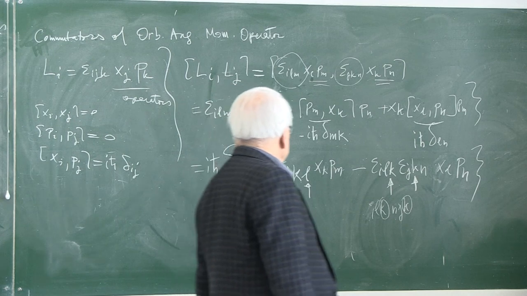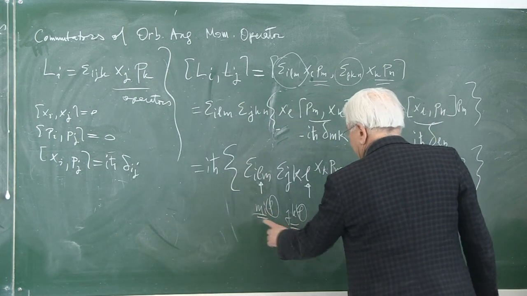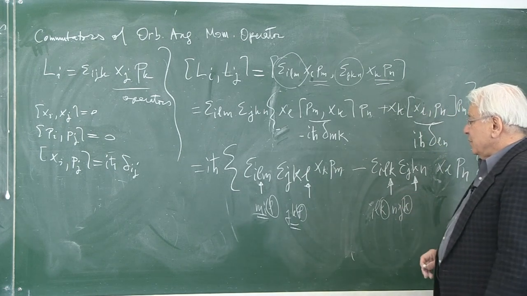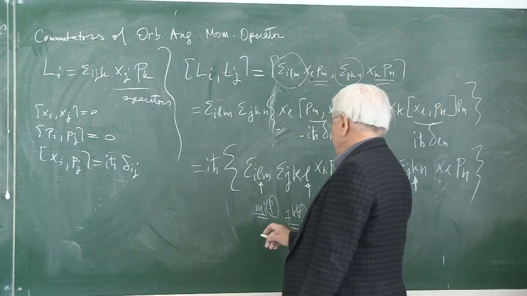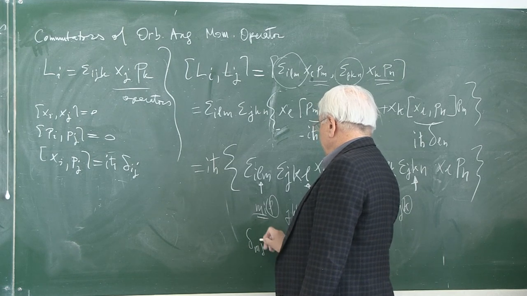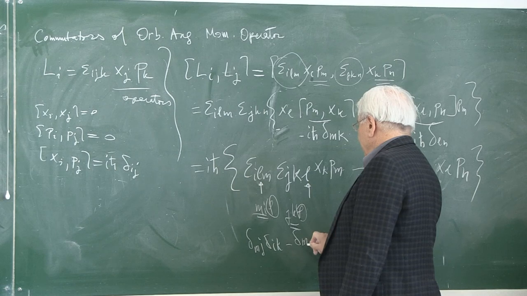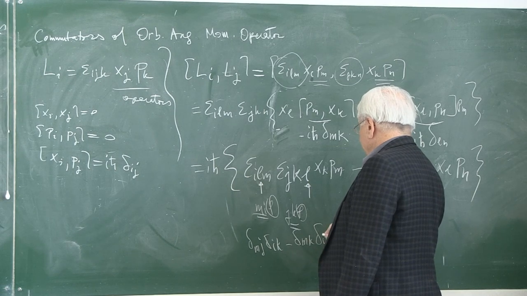What do we get from here? Delta M, delta J, delta I, delta K, and minus the cross: delta M, J, delta I, K, minus delta M, K, delta I, J.